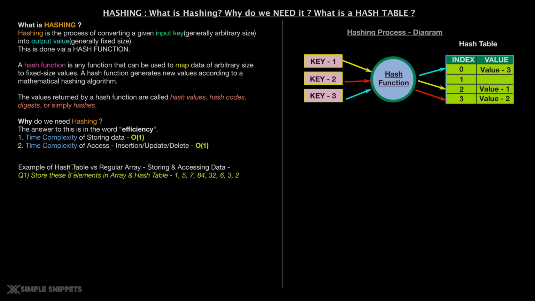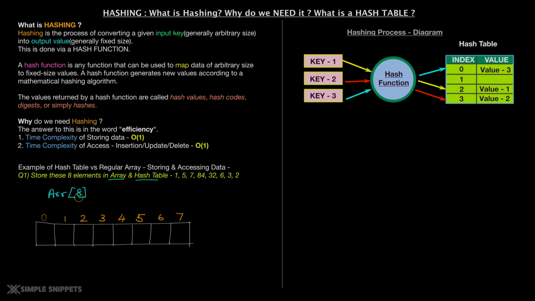Okay, so here's an example of hash table versus regular array when we're talking about storing and accessing data. Okay, so here's a question. Store these 8 elements in an array and a hash table. Alright, let's look at this data. Let's make an array quickly. As you can see on the screen, I have created an array. Let's name it ARR. It's of size 8, correct? And it's going to store all these values.